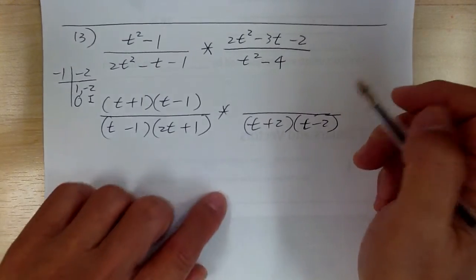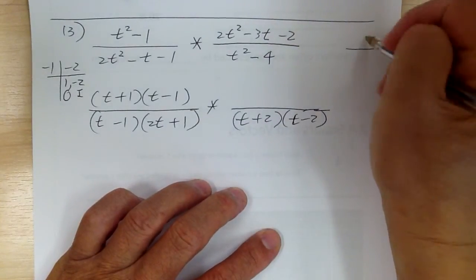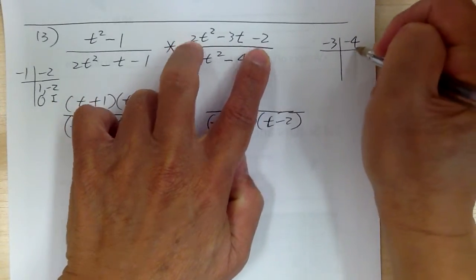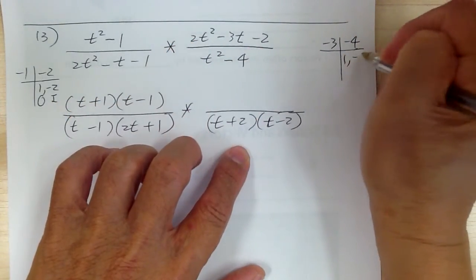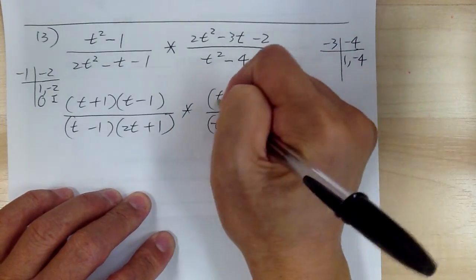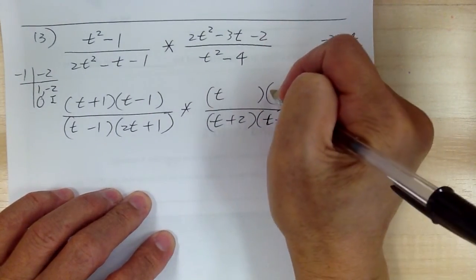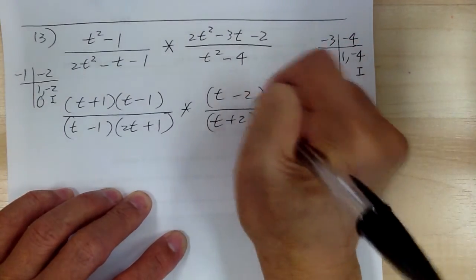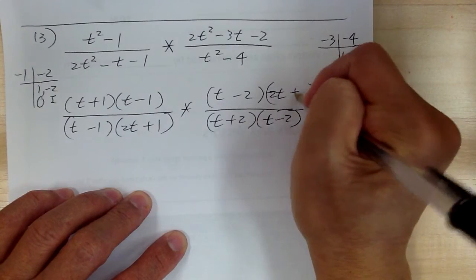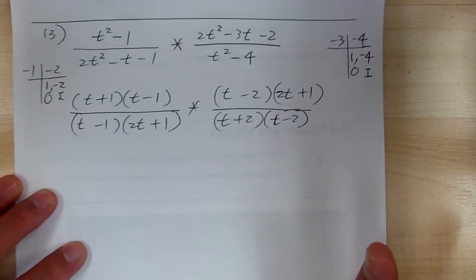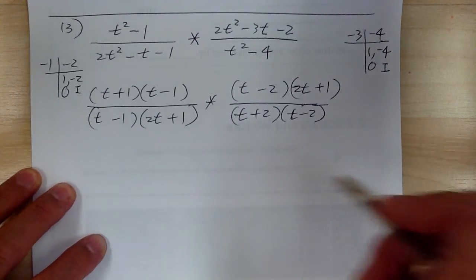So a lot of factoring. On the top, your master product, you get negative 3, negative 4. So you're going to get 1, negative 4. So on the top you get t and 2t. This is the inside, so it'll be minus 2. This will be the outside, so plus 1. Go ahead and factor everything. Then after that, go ahead and cancel things out.